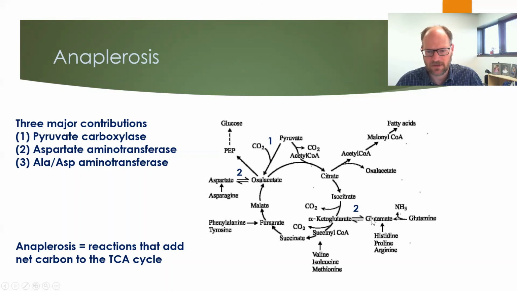But actually, biologically, probably the two most important contributors are aspartate aminotransferase and alanine aminotransferase, which ultimately allow carbon to come in from glutamate and aspartate, respectively. So we'll learn more about these when we talk about amino acid metabolism, but keep in mind that these are two of the most major contributors to carbon in the TCA cycle, aside from pyruvate.